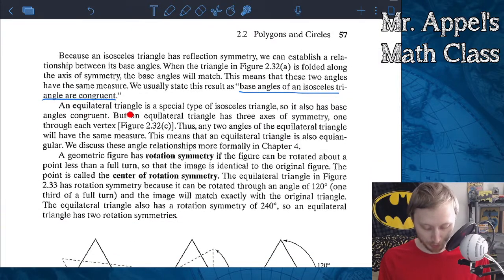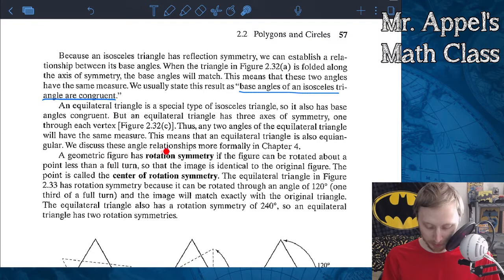An equilateral triangle is a special type of isosceles triangle, so it also has congruent base angles. But an equilateral triangle has 3 axes of symmetry, 1 through each vertex. See the figure beforehand. Thus, any 2 angles of the equilateral triangle will have the same measure. So angle A equals angle B, angle B equals angle C, and C is back equal to A. Any 2 pairs will be congruent. This means an equilateral triangle is also equiangular.